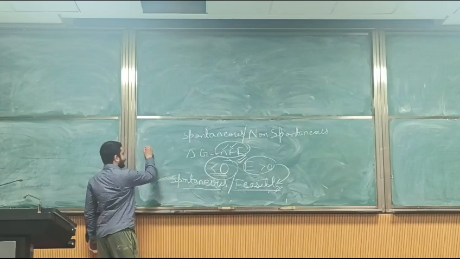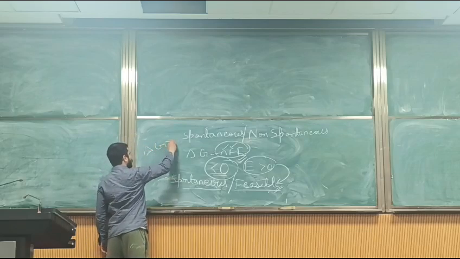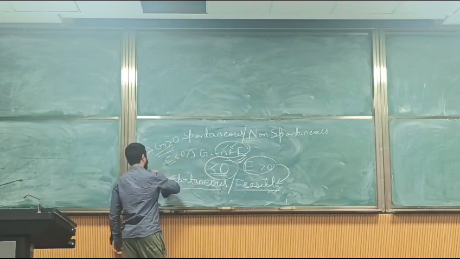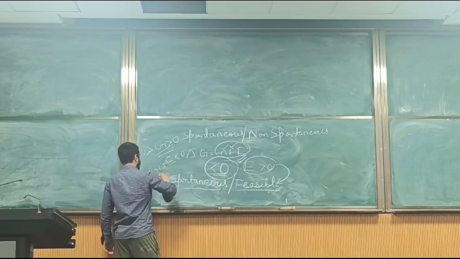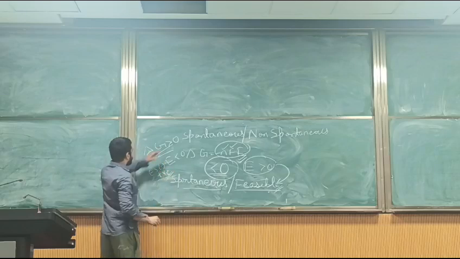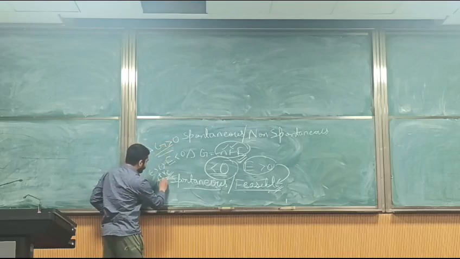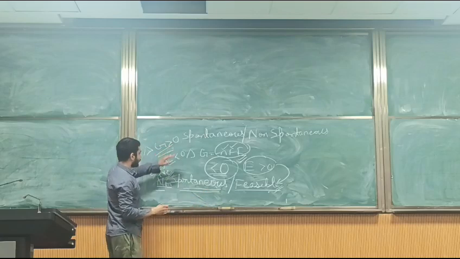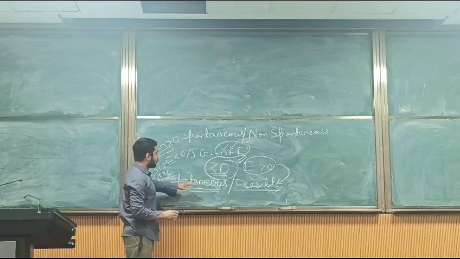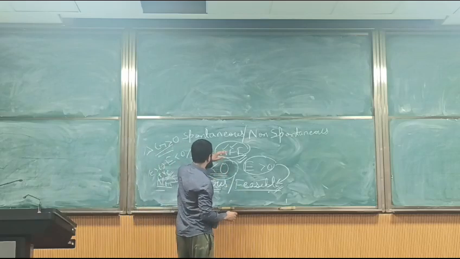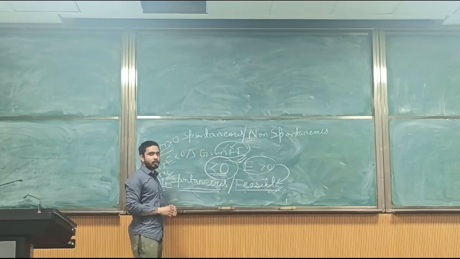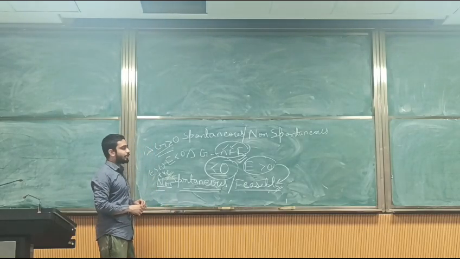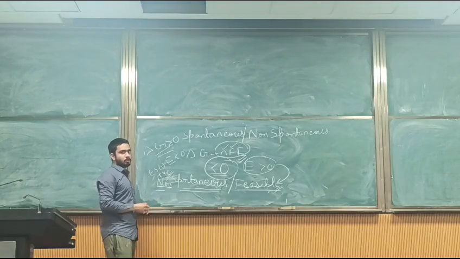If the delta G value is greater than 0, or the E value is less than 0, then negative into negative is positive. So if delta G is greater than 0, the reaction is non-spontaneous, or non-feasible, and if delta G is negative, the reaction is spontaneous, or feasible. So this is the concept: with the sign of delta G, we can easily tell whether the reaction is spontaneous or non-spontaneous.